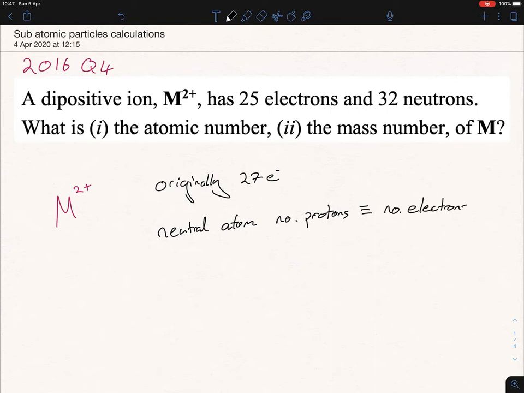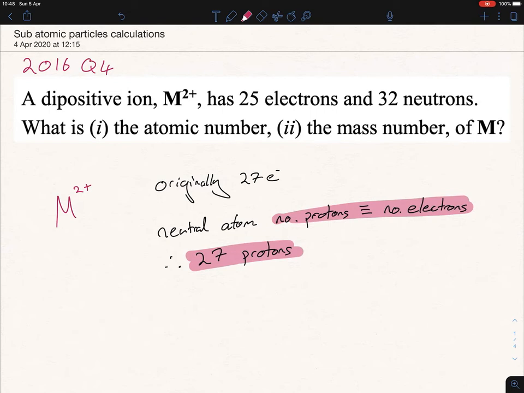Now the atomic number is defined as the number of protons in the nucleus of an atom, just to be clear on that. So the number of protons equals the number of electrons for a neutral atom. If there were 27 electrons originally and it would be neutral, therefore we would have 27 protons. The number of protons does not change for any ion. It's always the same. So in this case, we have our 27 protons as our answer.